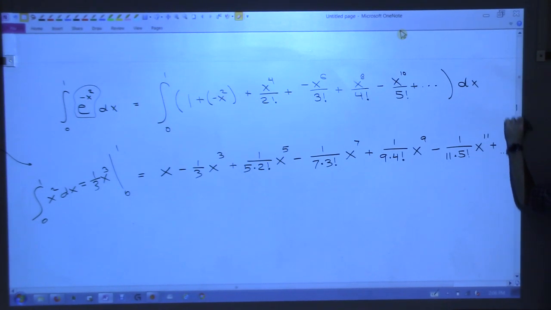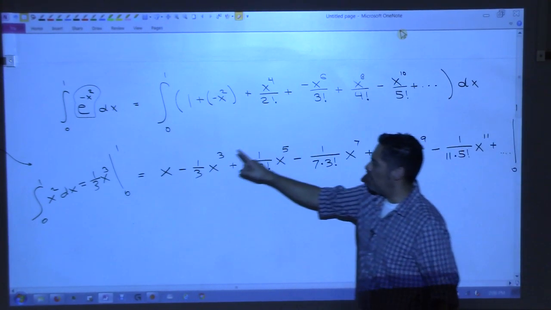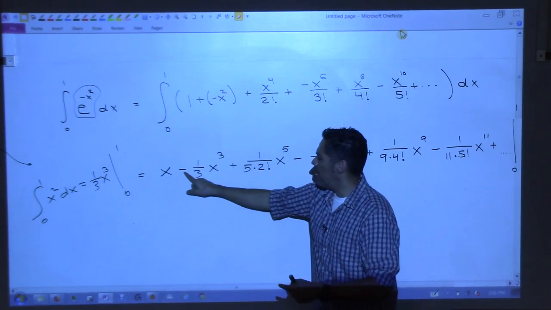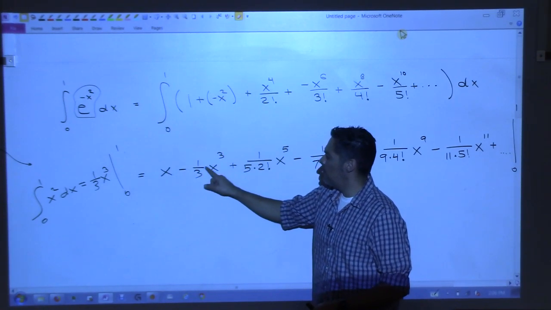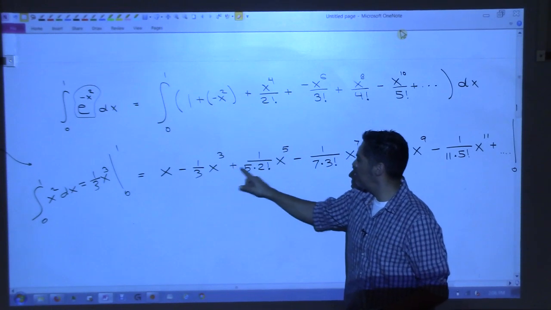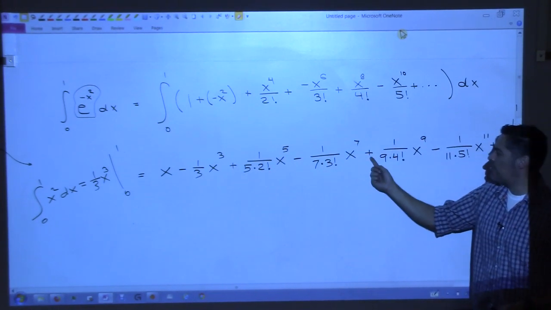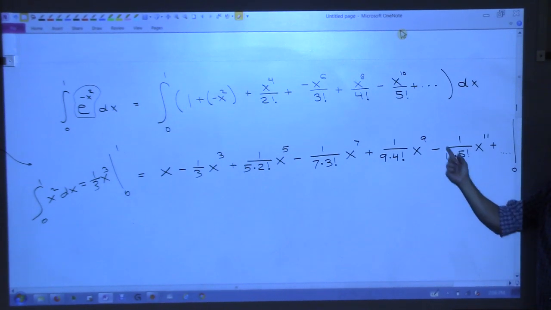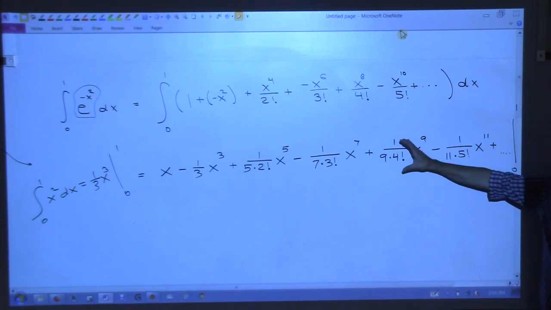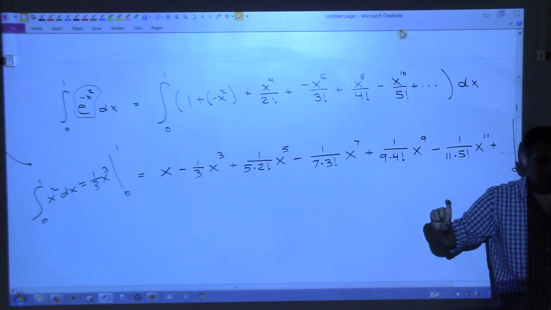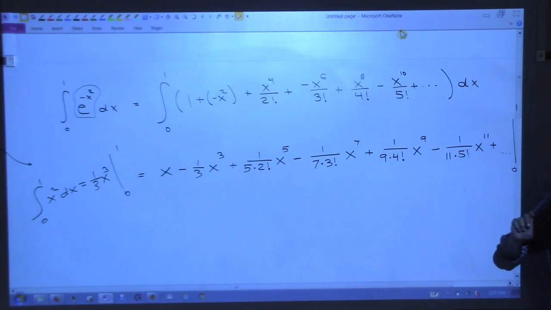Bar 0, 1. So what would happen is if I plug 1 in here, this would be 1 minus 1 in here, 1/3 plus 1 in here, whatever that number is, minus whatever that number is, plus whatever that number is, minus whatever that number is. And that series would converge to a number. And the number it converges to is the answer.